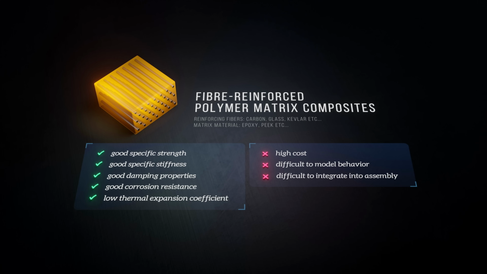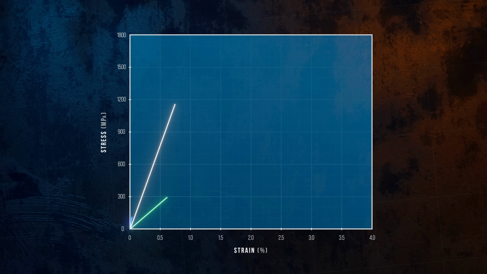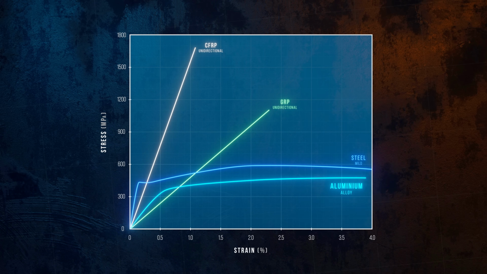Another drawback is the brittleness of these materials. Let's compare stress-strain curves for a few fiber-reinforced polymers alongside steel and an aluminum alloy. Fibers tend to be made from materials like glass and carbon because they have high strength and stiffness, but they're also very brittle. This means the resulting composite material is also quite brittle. CFRP in particular will fail at very low strains compared to steel and aluminum alloys.